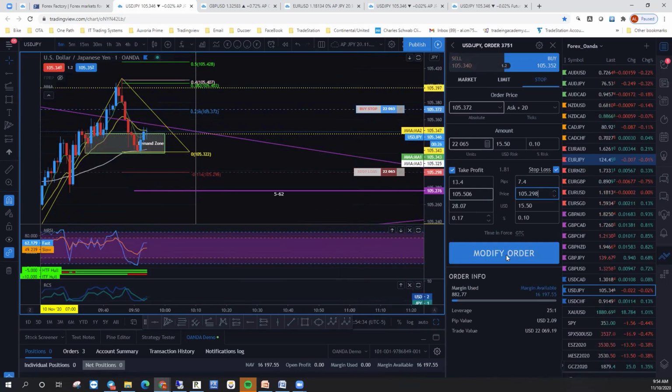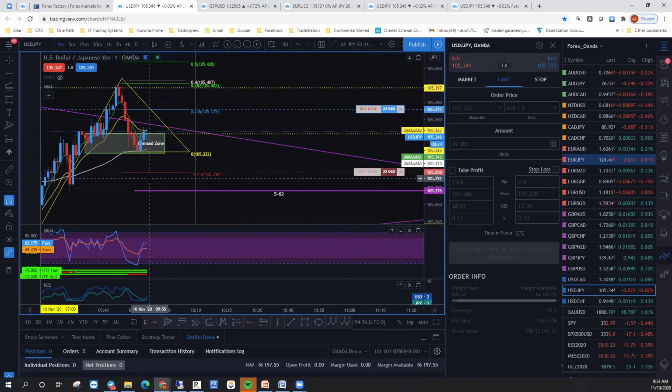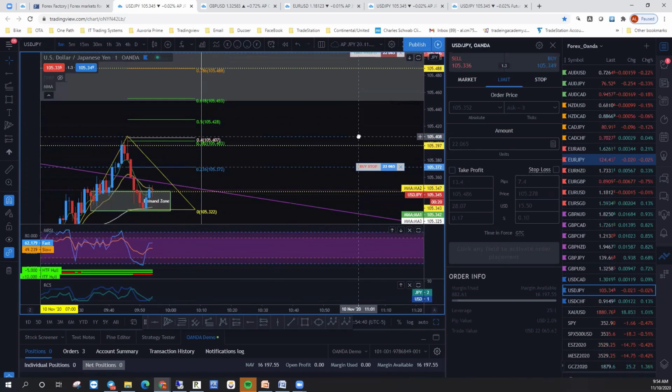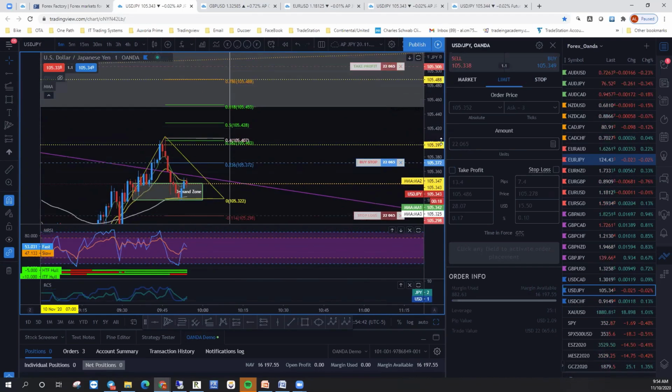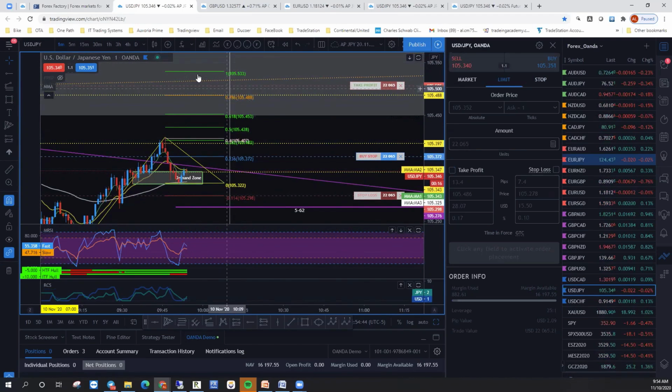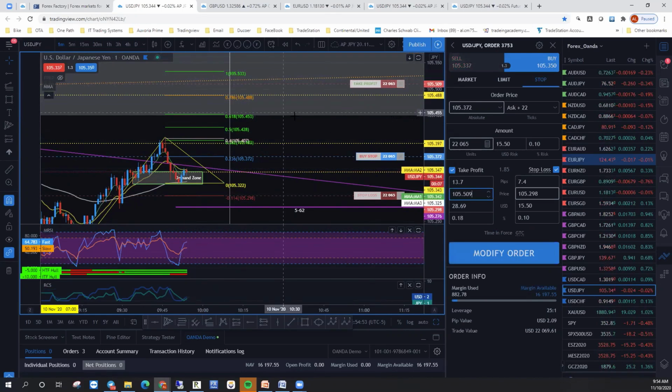I like keeping the stop below this range right in here. And then my target would be on up to the 78 to 1 area, and put it right about in the middle of that, which is pretty much at the top of the original wedge.